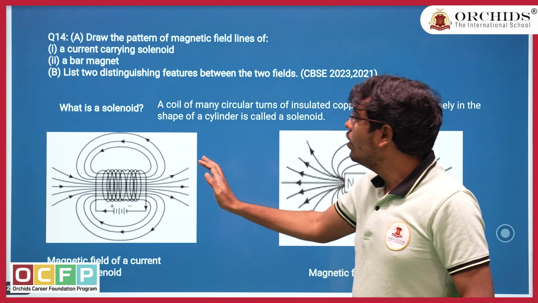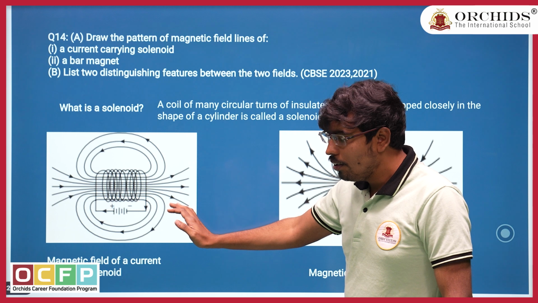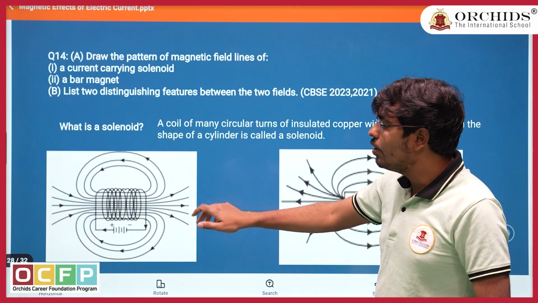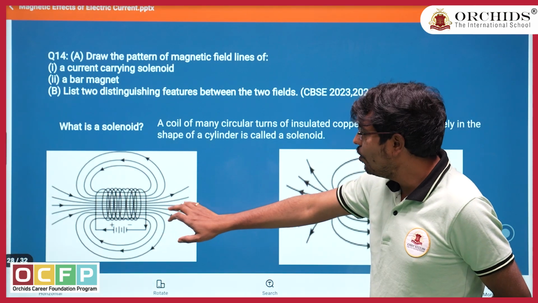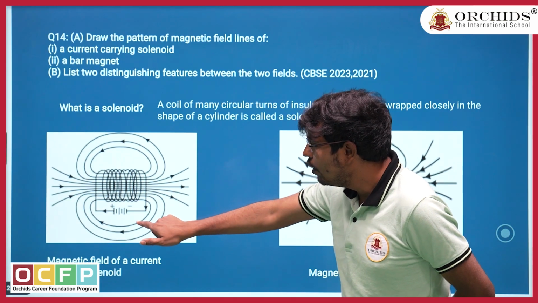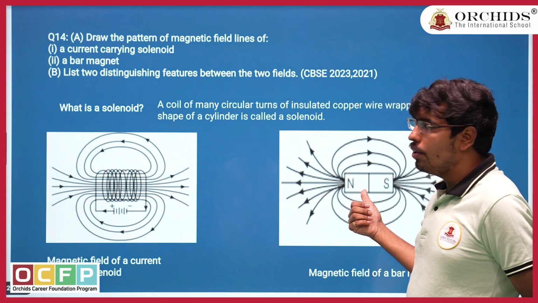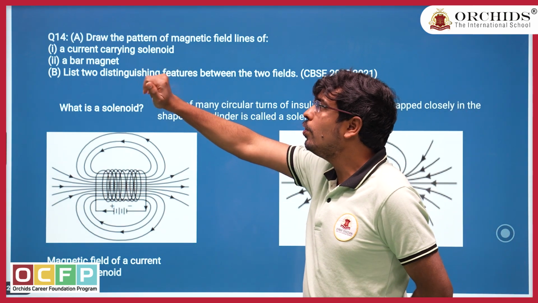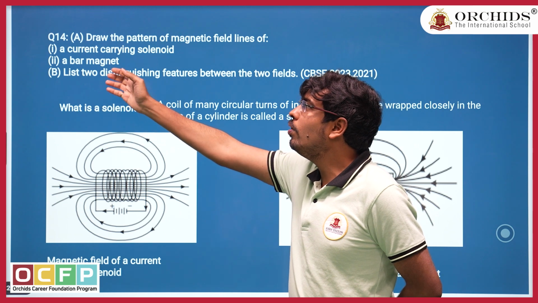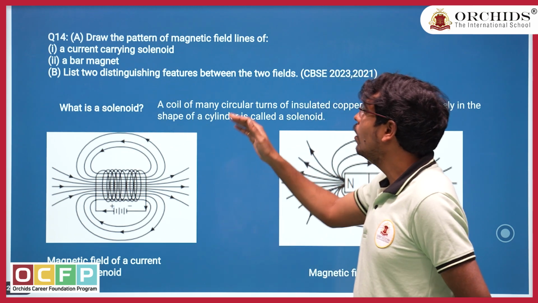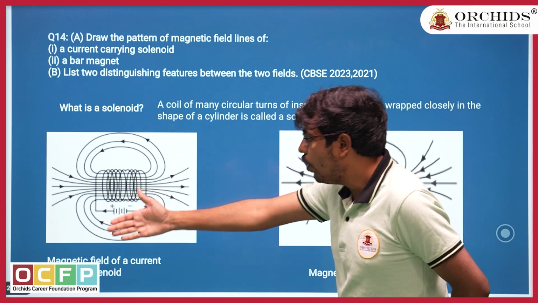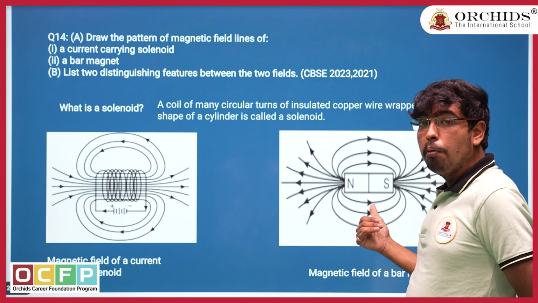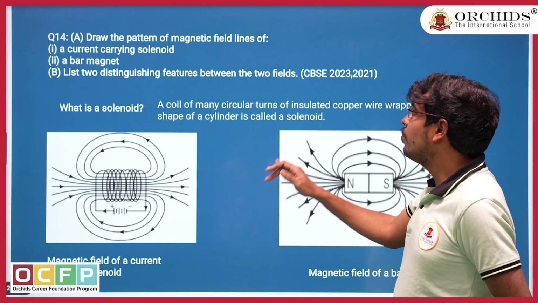So are these two similar to each other? Yes, they are similar if you observe carefully. This one is producing a magnetic field around it, and this one is also producing a magnetic field around it. These are the two diagrams they first asked us to draw, and the third part is that we have to distinguish, we have to differentiate between a solenoid's magnetic field and a bar magnet's magnetic field. So we will see the differences here.